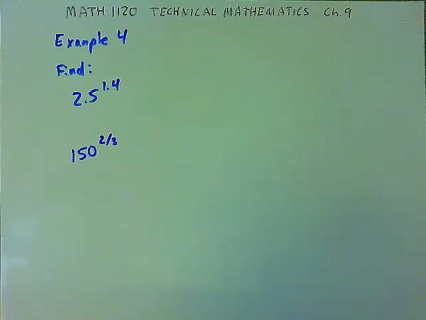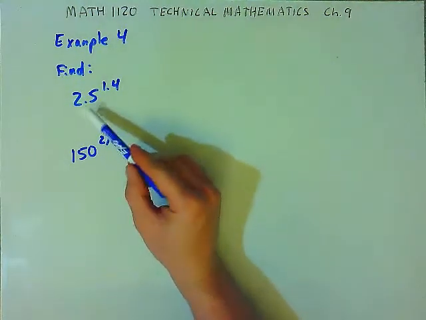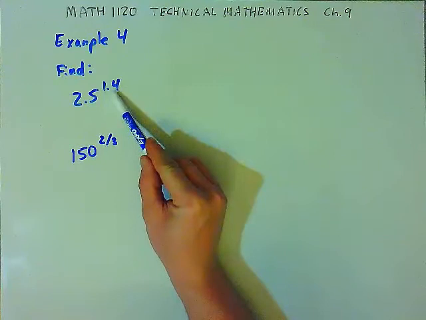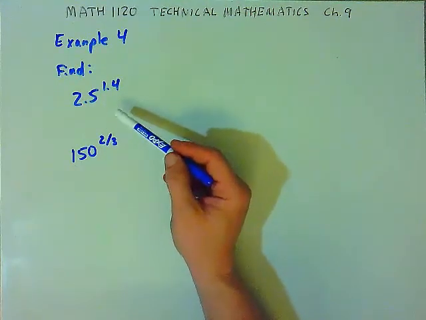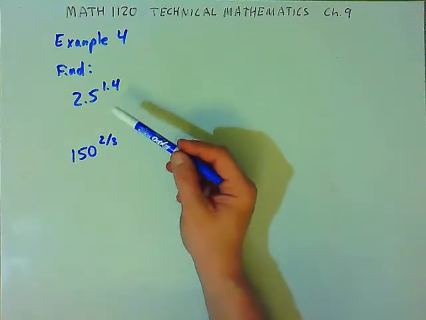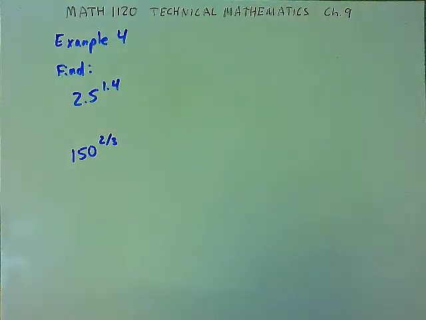Example 4 says find 2.5 to the 1.4 power, and also find 150 to the 2/3 power. And so if the base and/or the exponent is either a decimal or a fraction, this is not as easy to figure out on paper, right? So we need to use our calculator for this. It'll be a lot easier that way.